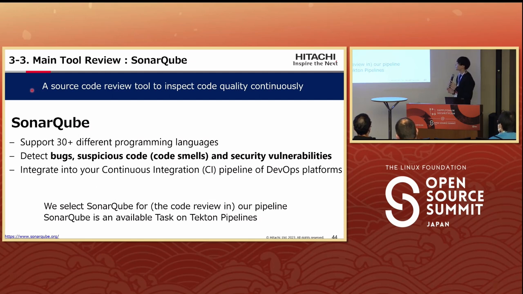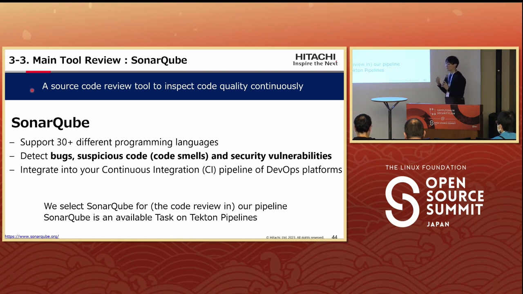SonarQube is a source code review tool to inspect code quality continuously. SonarQube supports more than 30 different programming languages. SonarQube can detect both suspicious code and security vulnerabilities. SonarQube can integrate into the continuous integration pipeline of DevOps platforms. Actually, SonarQube is an available task on Tekton pipelines.